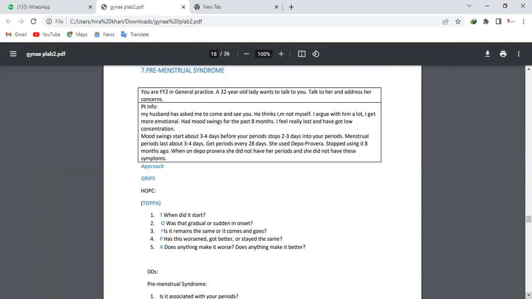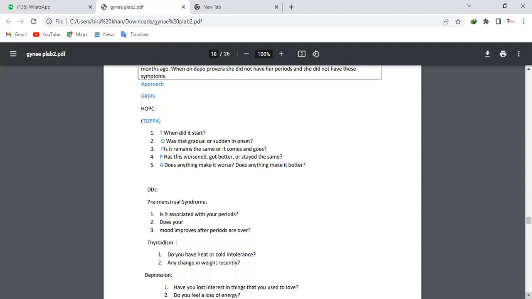Ask, when did it start? For how long do you feel that you are irritable? And how did it start? Is there something that has happened before? Have you noticed anything that has worsened it? Have you noticed anything that makes it better? Have you done anything yourself to make yourself better?